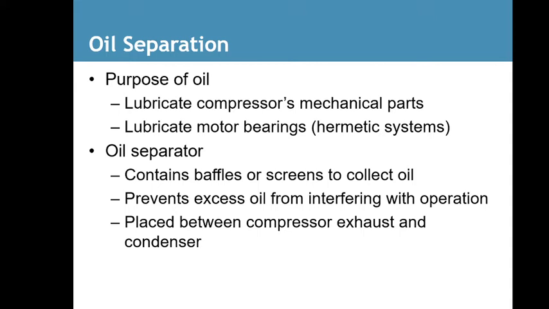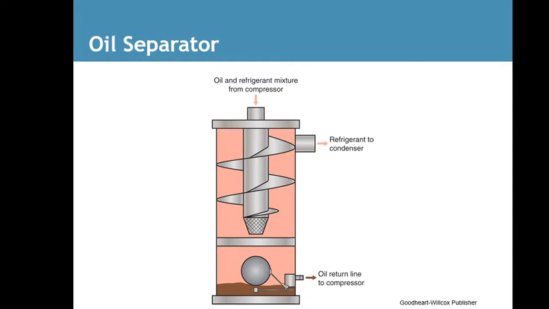Oil separation. The purpose of oil: lubricates compressors and mechanical parts, and lubricates motor and bearings. Oil separators contain baffles and screens to collect oil. Prevents excess oil from interfering with operation, placed between compressor exhaust and condenser. Here's an oil separator. It's not something you see often, but this is what one looks like.